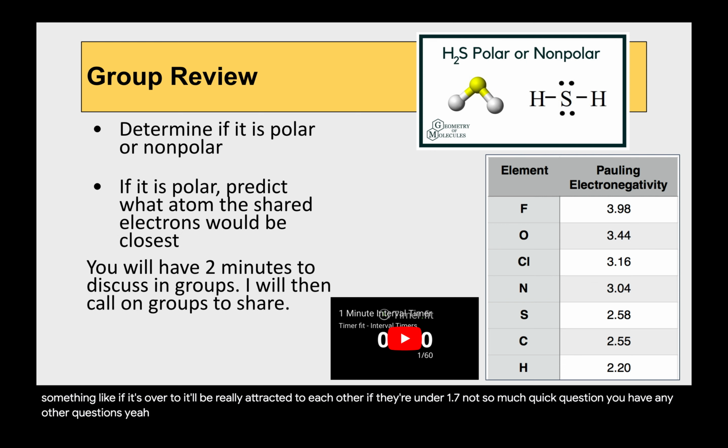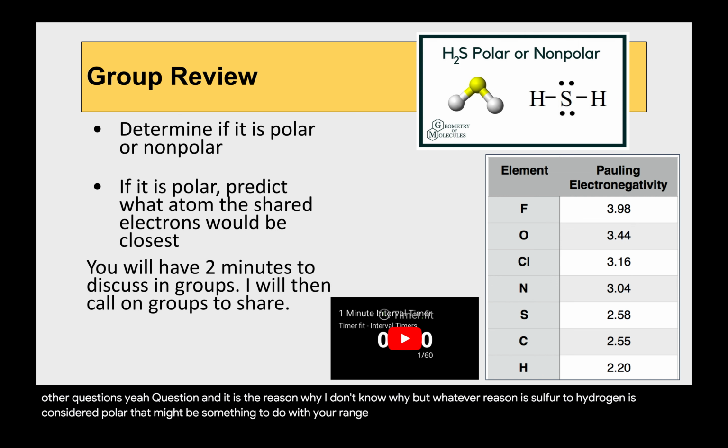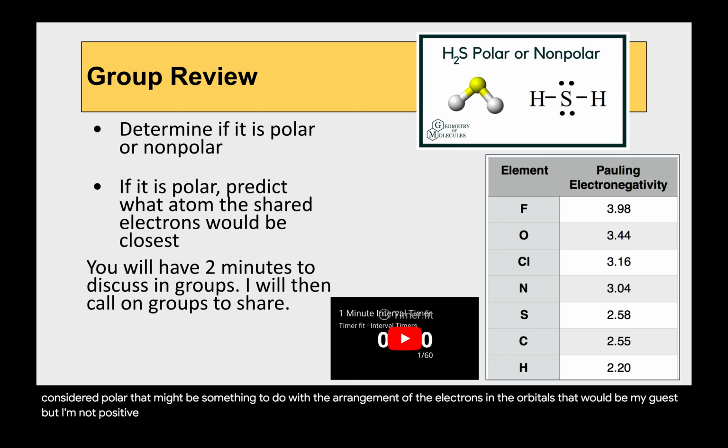Do you have any other questions? Yeah? Why is carbon negative? That's a very good question, and the answer is very simple: I don't know why. For whatever reason, sulfur to hydrogen is considered polar. It might be something to do with the arrangement of the electrons in the orbitals. That would be my guess, but I'm not positive. It's very weakly polar, though. So it is polar, but very weakly so.